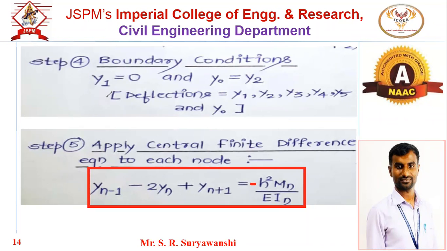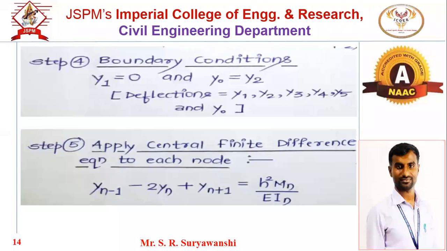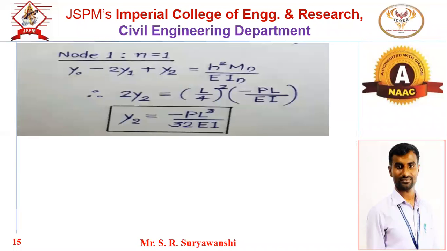Which node do you have to start with? First node. The first node, this is important. For a cantilever beam you have to start with node number 1, and for a simply supported beam you have to start with node number 2. Okay, so apply this central difference equation for node number 1.